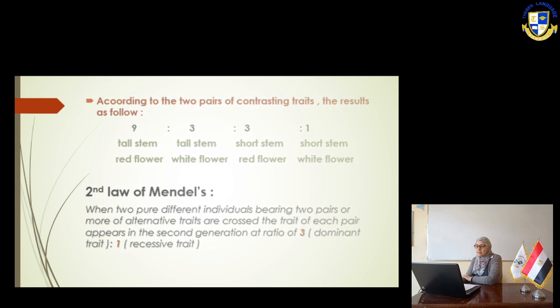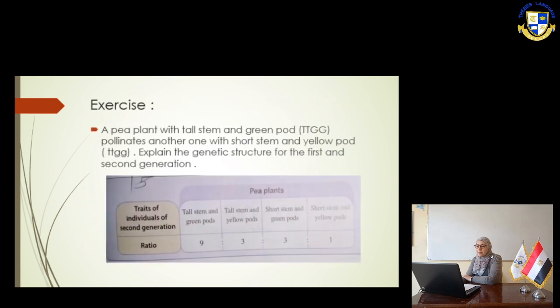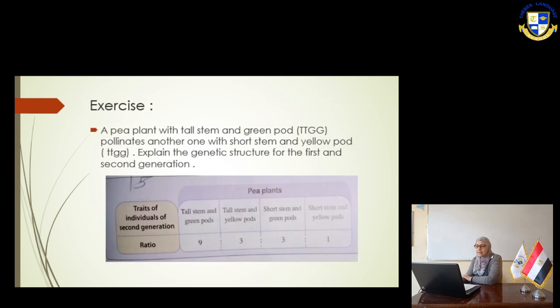Slide number 11. Here, a pea plant with tall stem and green pod pollinated another one with short stem and yellow pod. Here we explain the genetic structure for the first and the second generation. We can see 9 to 3 to 3 to 1: 9 tall stem and green pod, 3 tall stem and yellow pod, 3 short stem and green pod, and 1 short stem and yellow pod.